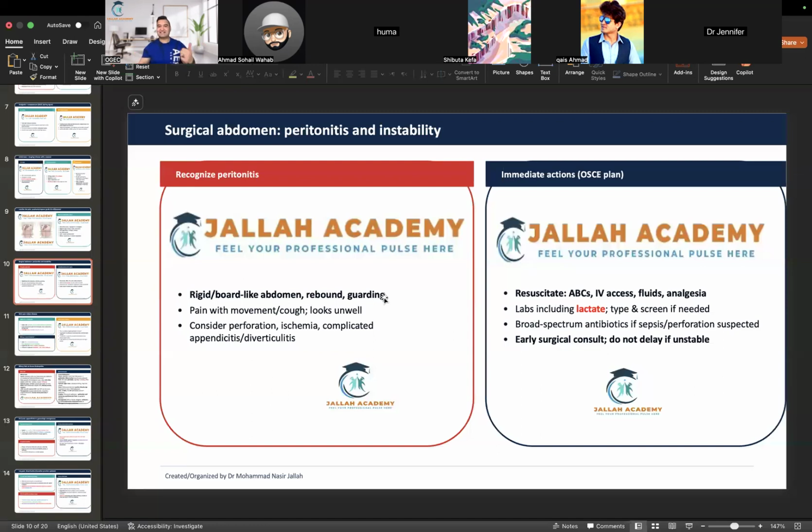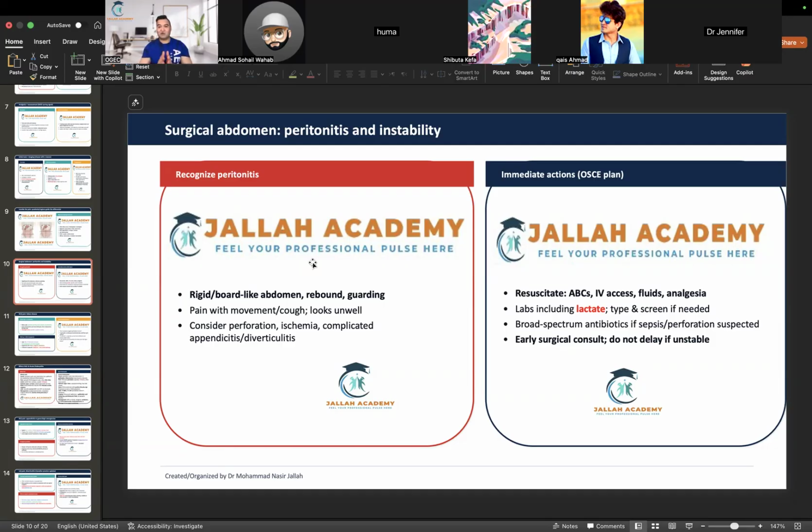For example, if it is like this, these are the things that I have to order. For example, lactate. You cannot forget that. Consider perforation, ischemia, and complications like appendicitis and diverticulitis. Resuscitate, ABC. So what is the immediate action when you recognize peritonitis, or you still suspect that this case might be peritonitis? Resuscitate, ABC, IV access, fluids, analgesic, including the lactate. I have to do this. If you notice, this is red. They want to hear this.